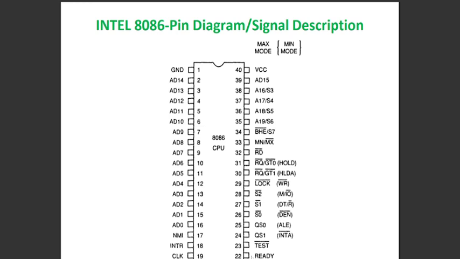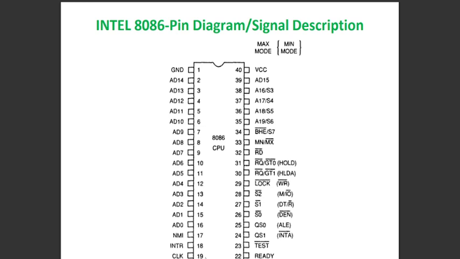And next is reset. The reset is available at pin 21 and it is used to restart the execution. It causes the processor to immediately terminate its present activity. This signal is active high for the first 4 clock cycles to reset the microprocessor.